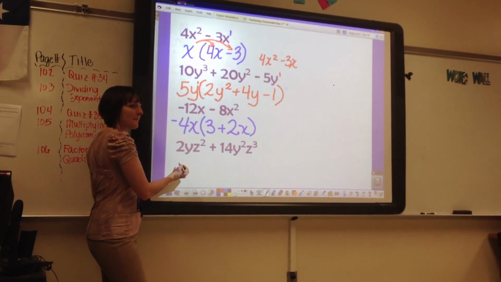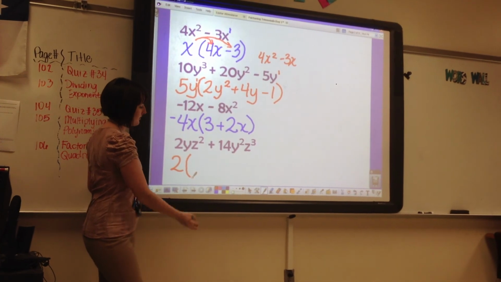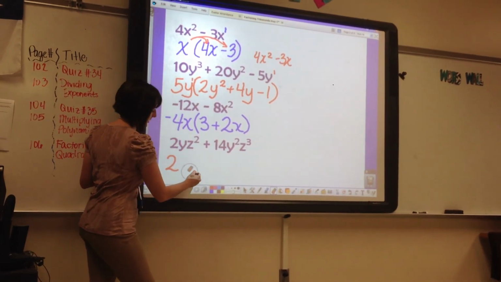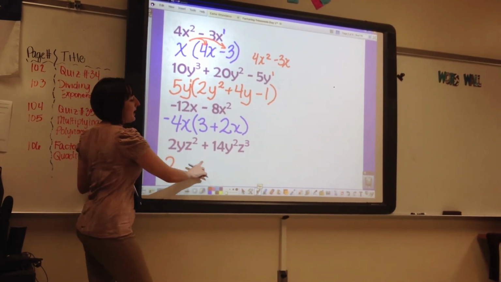What is it? 2. 2. You don't have to whisper. I don't know why I drew that. I've done that every class period. I keep drawing the parentheses right after this.